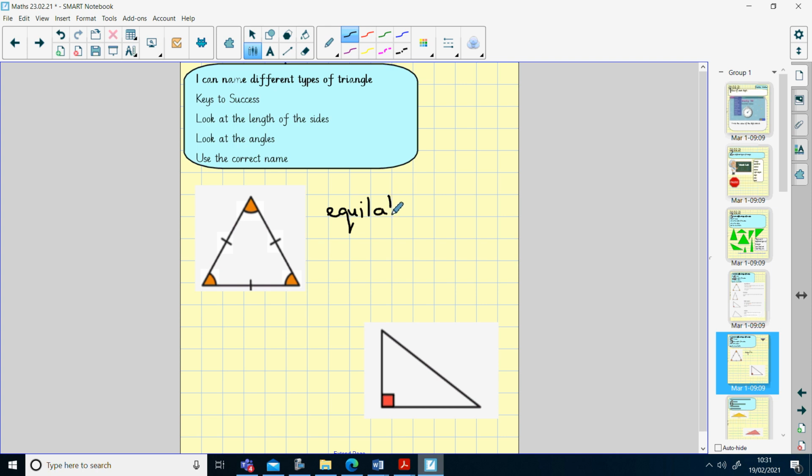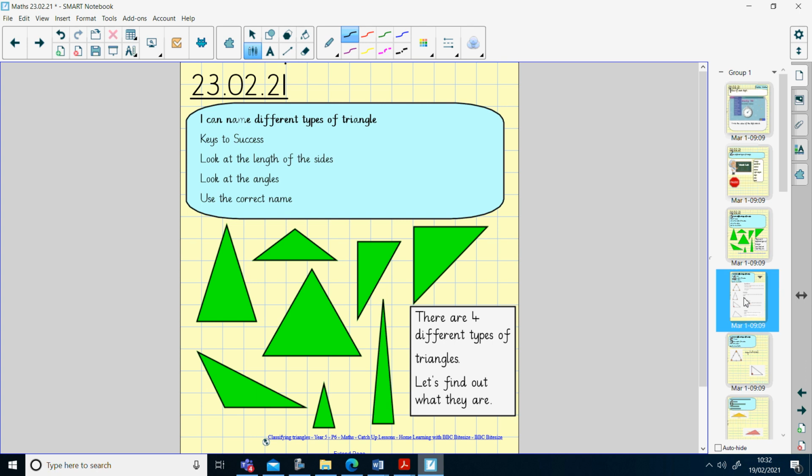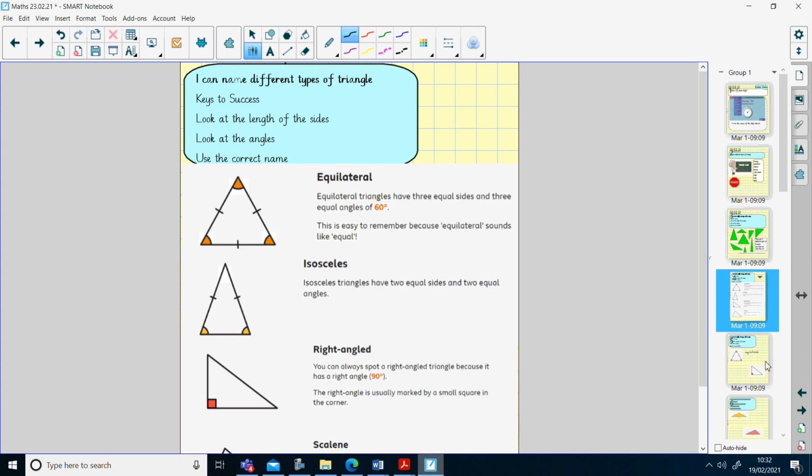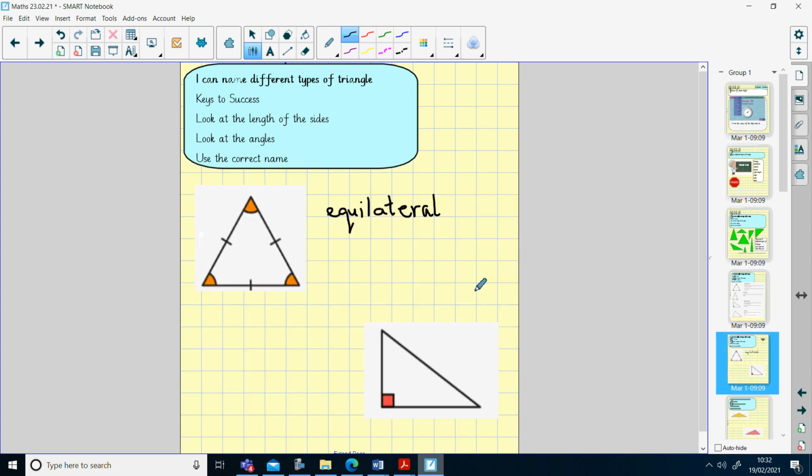Equilateral, okay. Brilliant. And I'm just going to check the spelling of equilateral because I wanted to check that it was an A at the end.